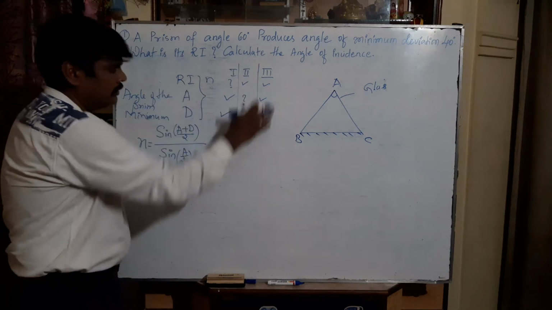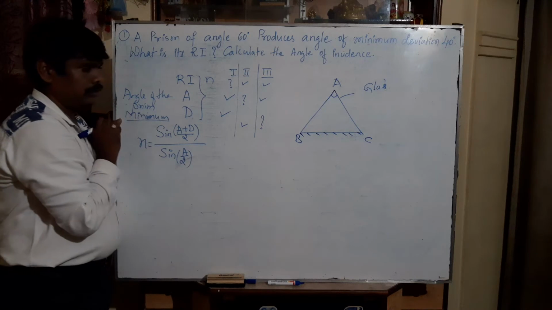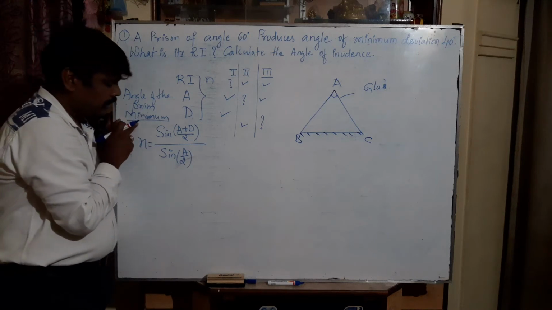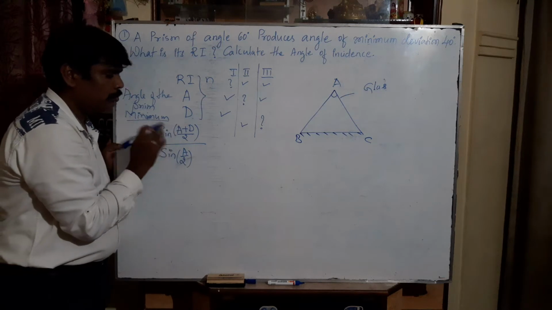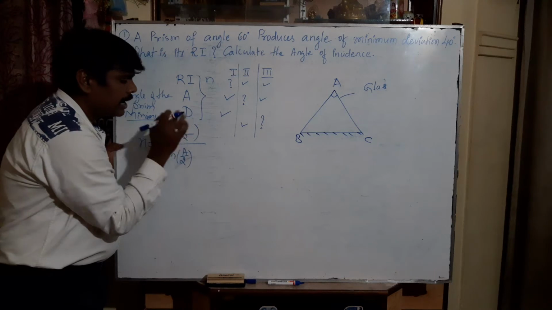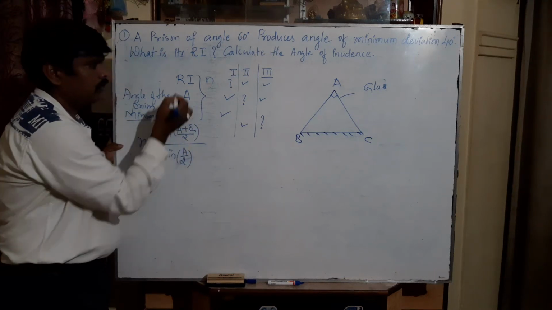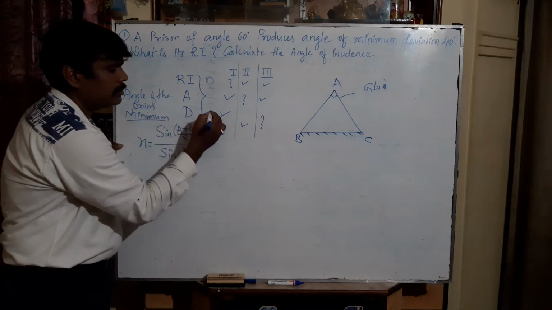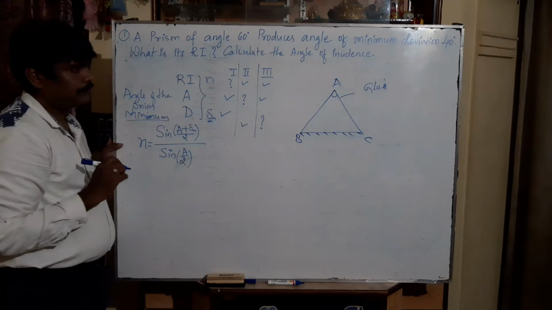In all three cases, the given condition is that it should be at minimum deviation only. Only if it is minimum deviation can you use this formula. This is the formula related to minimum deviation. In some textbooks, instead of a capital D, they may give delta subscript m. So minimum deviation is also represented as delta subscript m, and they will represent it like this.